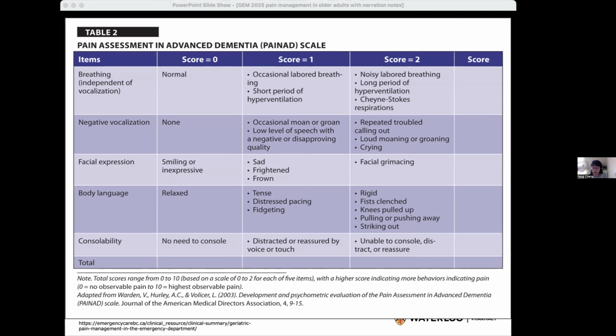And treating the pain is a good start because we know that once you treat the pain, the evidence actually shows that there's less agitation and less behavioral symptoms.